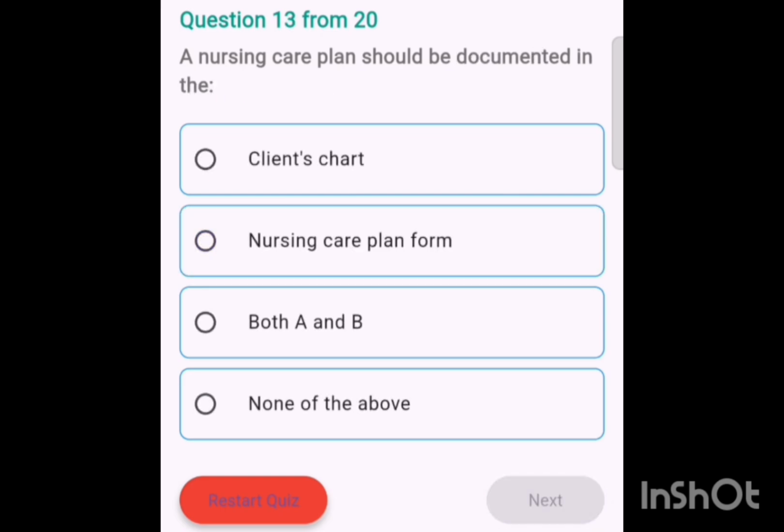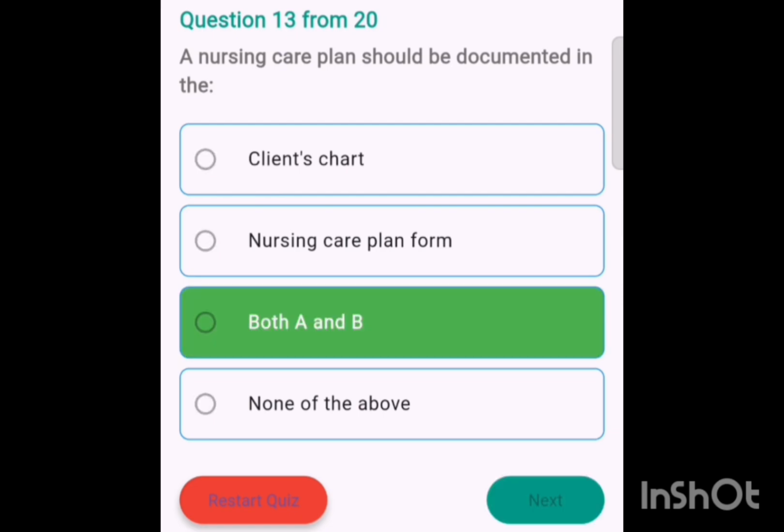Question number 13. The nursing care plan should be documented in the client's chart, the nursing care plan form, both A and B, or none of the above. Here, the correct option is both A and B, because the nursing care plan should be documented in both the client's chart and the specific nursing care plan form to ensure accessibility and clarity of the care plan.